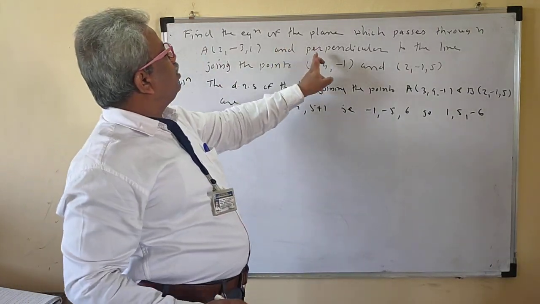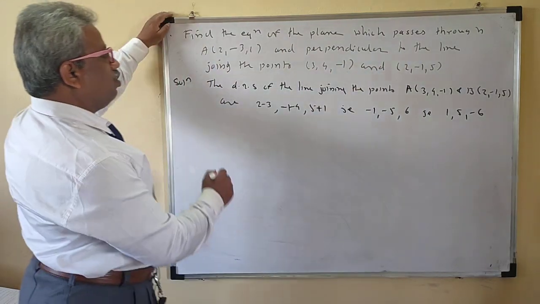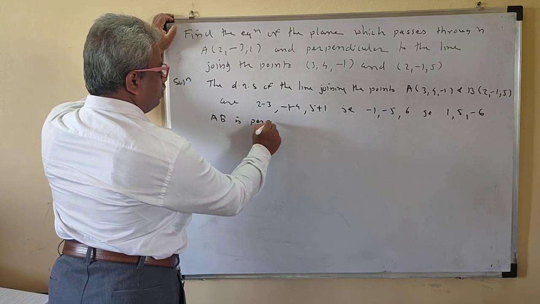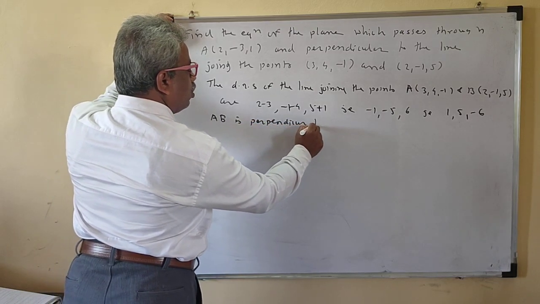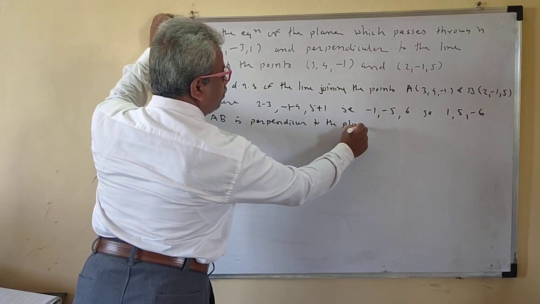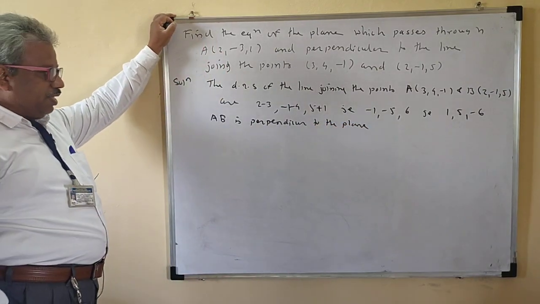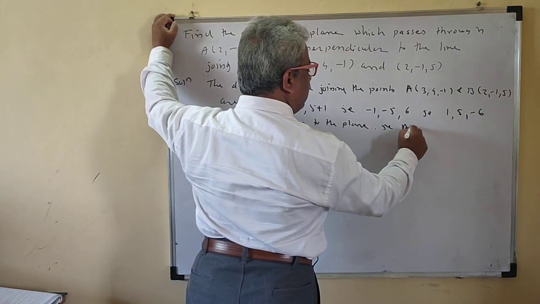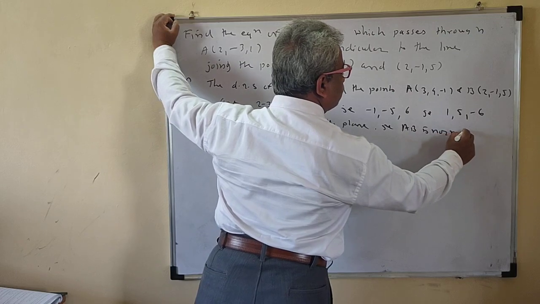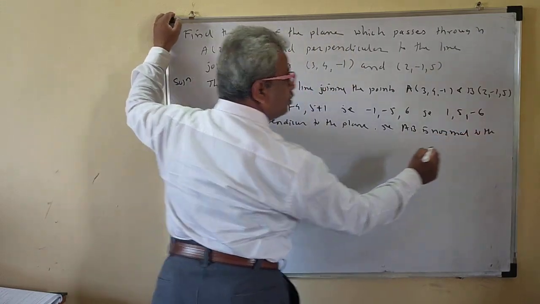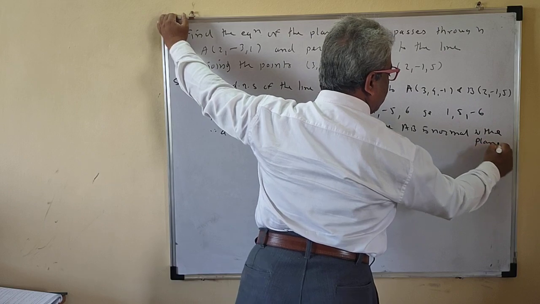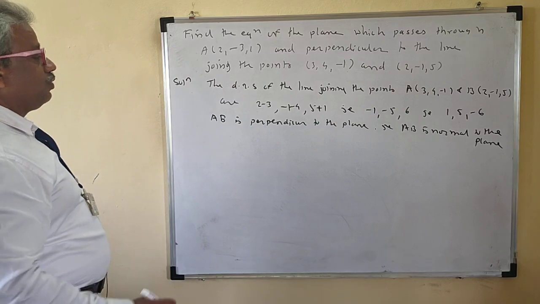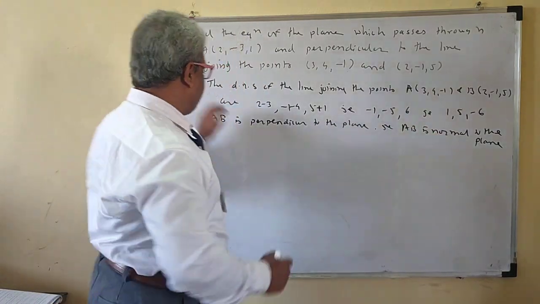The plane is perpendicular to the line, so AB is perpendicular to the plane. Therefore AB is normal to the plane. That means these are the DRs of the normal.